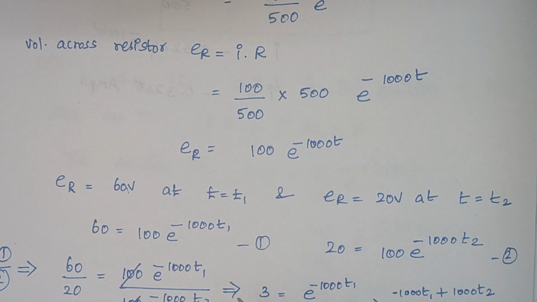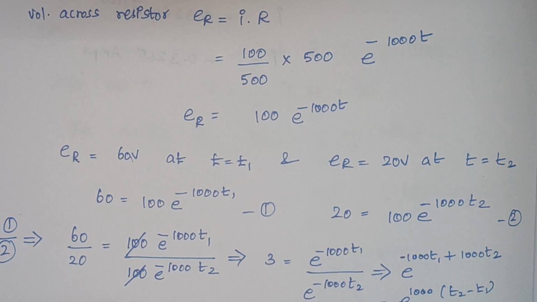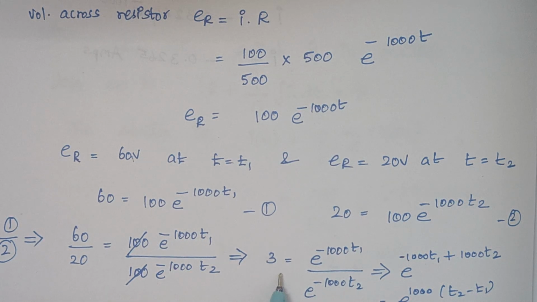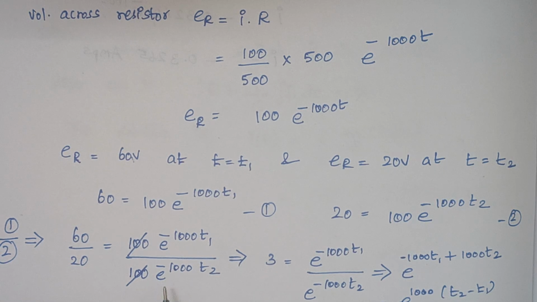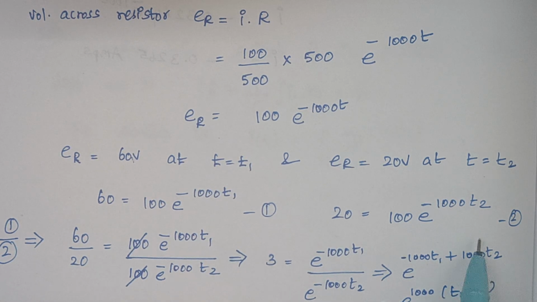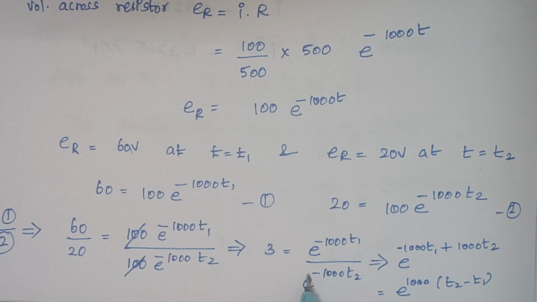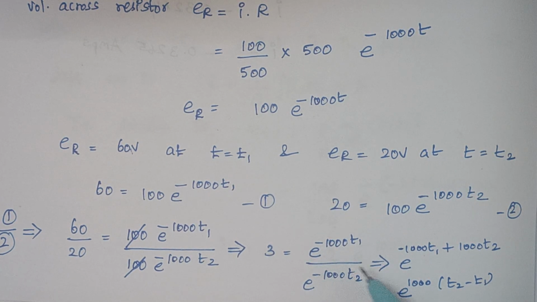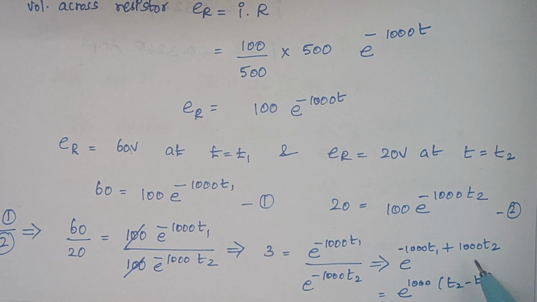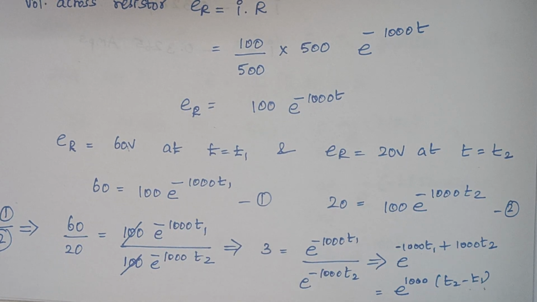Now we are going to divide 1 by 2. So when you divide, just substitute the values, right? 60 by 20 is 3. And here in this case, e power minus 1000 T1 divided by e power minus 1000 T2. So again when you solve, I am moving this part to the numerator. So this minus becomes plus. So e to the power minus 1000 T1 plus 1000 T2, since we have the same base, we can add. And finally, when you take 1000 common outside, our expression is T2 minus T1, which is equal to 3 here.